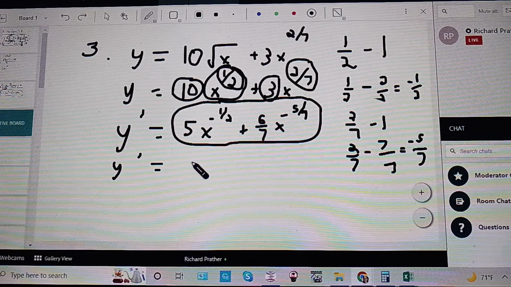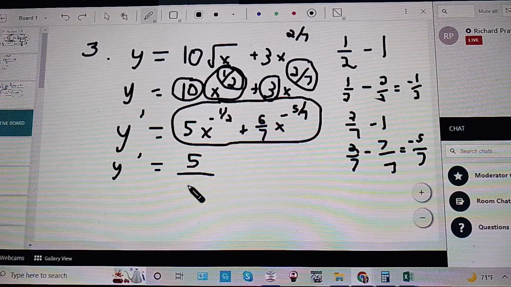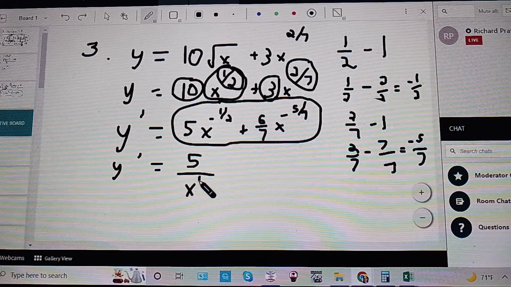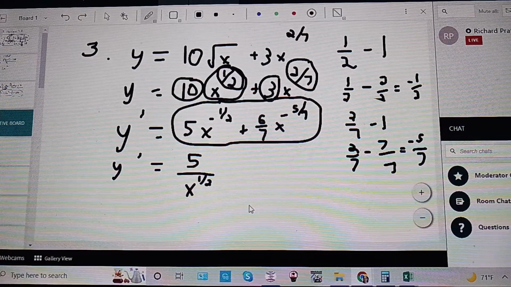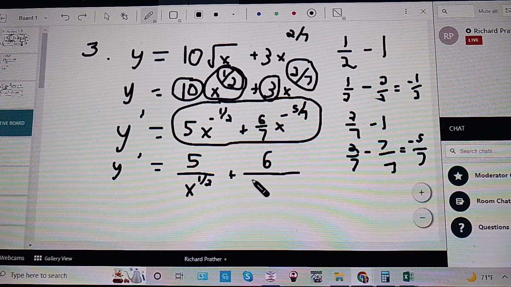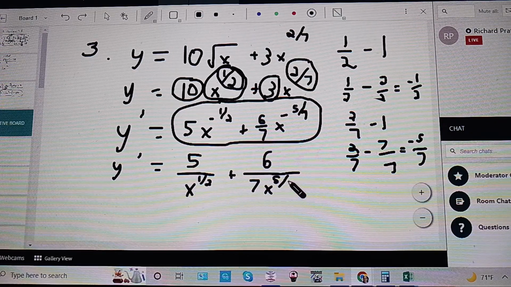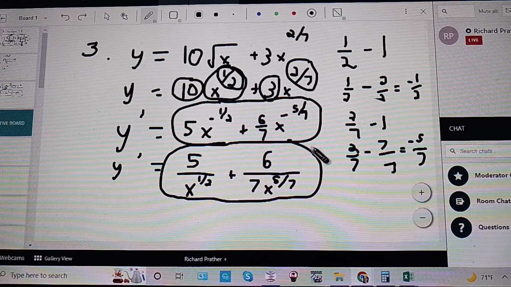Somebody could say, well, I learned in algebra to never leave a negative exponent, so I'm going to put that x to the negative 1/2 in the denominator, and that'll turn it into a positive 1/2. You can do that. It's not wrong. And same thing with the 6/7 x to the negative 5/2. Put this in the bottom. Then it's positive 5/2. So this is an equivalent other answer. Neither one's necessarily better than the other one.